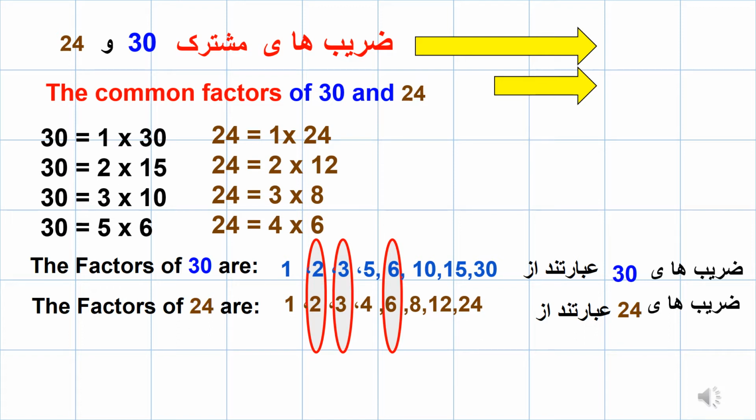The common factors of 30 and 24 are 2, 3 and 6.